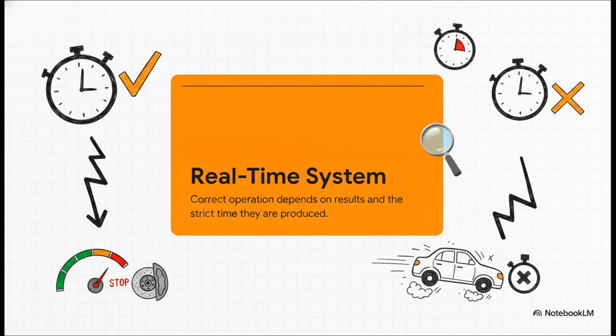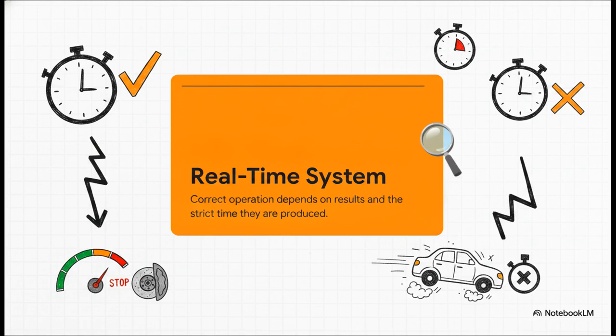So then, what exactly is a real-time system? Well, a real-time system is one where correct operation depends on both the results produced and the strict time or deadline at which they are produced. This is a massive distinction. Real-time doesn't just mean fast, it means having an uncompromising deadline. A mathematically correct answer delivered a millisecond after the deadline is a total system failure.